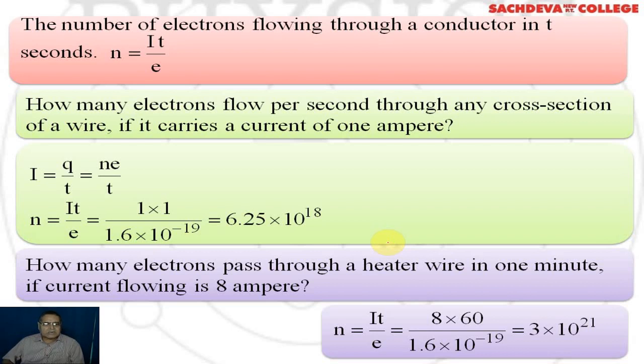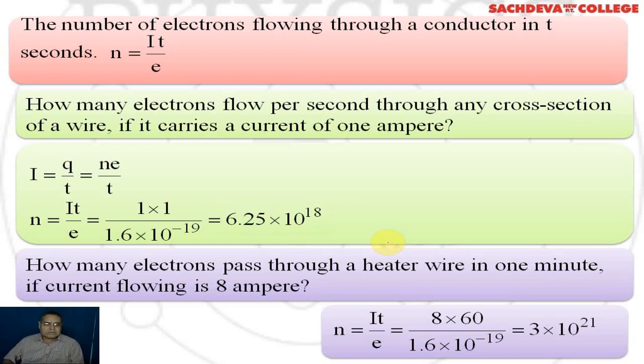That is our example: how many electrons flow per second through any cross section of a wire if it carries a current of 1 ampere? So we use the equation It over e. The value of I we take as 1 ampere, time as 1 second, and electronic charge 1.6 × 10 to the power minus 19. The number comes to be about 6.25 × 10 to the power 18.